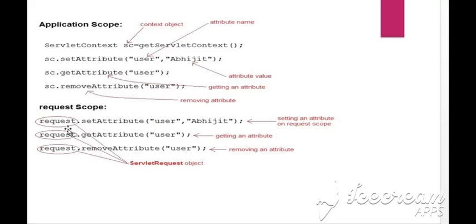Request scope, request.setAttribute user to Abhijit. Here it will set the attribute value to the attribute name, it's user to Abhijit. request.getAttribute user, it will get an attribute. request.removeAttribute user, remove an attribute.